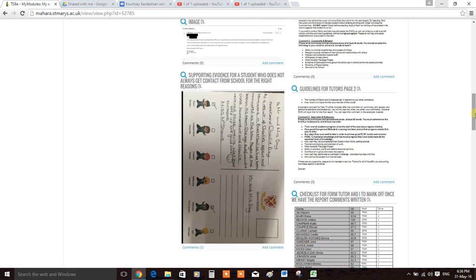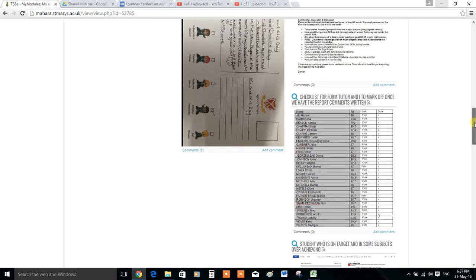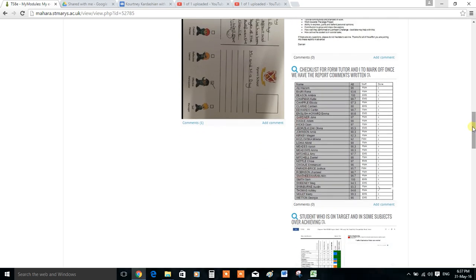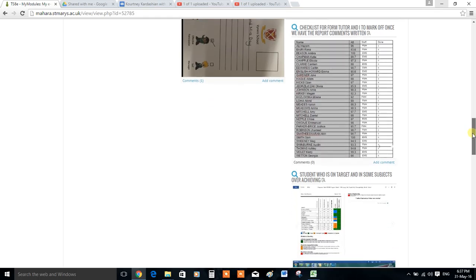The second one is more based on their performance and how they're doing in school academically, what we've done in PSHE, what we've talked about and how that student dealt with that during that time. This part of my evidence just shows how the form tutor and I have split the class in half, so I have written half and she has written half.